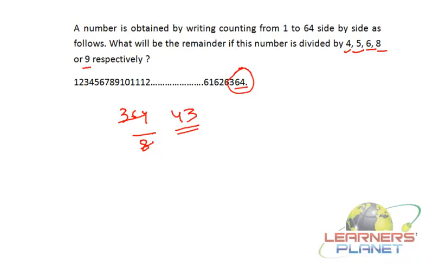Now friends, in my previous sessions, we have discussed one or two properties of 9, that the sum of 9 consecutive numbers will be definitely divisible by 9. So the sum of 9 consecutive numbers will be divisible by 9, and the divisibility test of 9 itself is that the sum of digits must be divisible by 9.